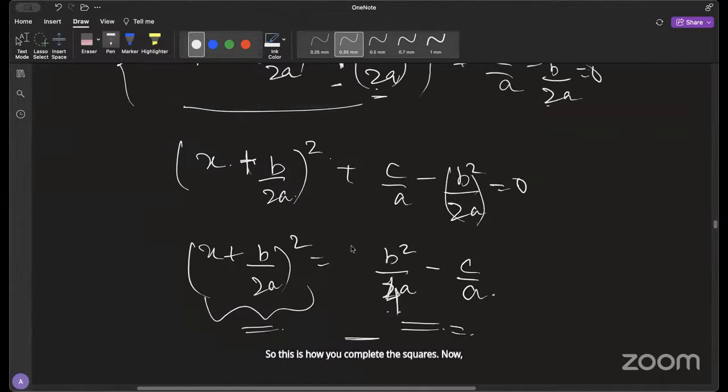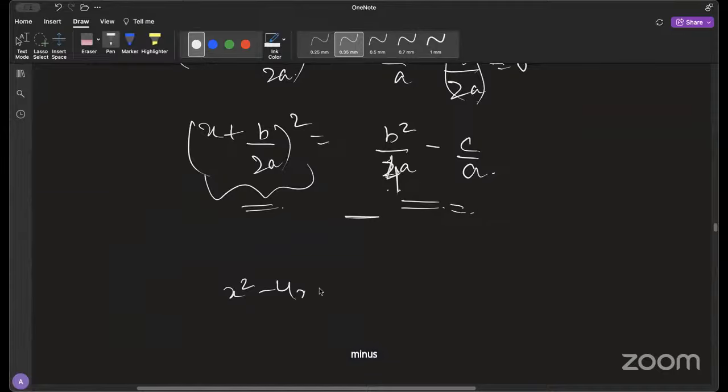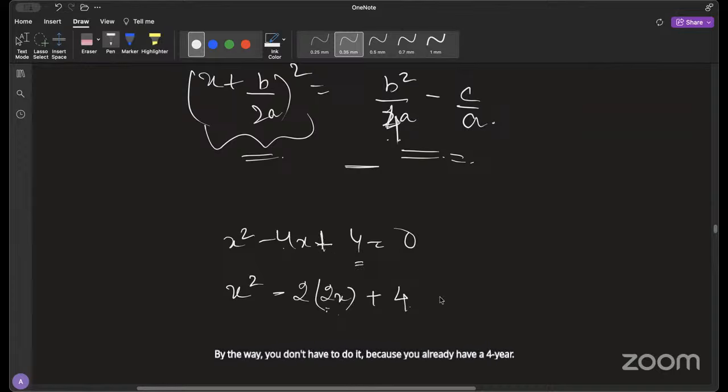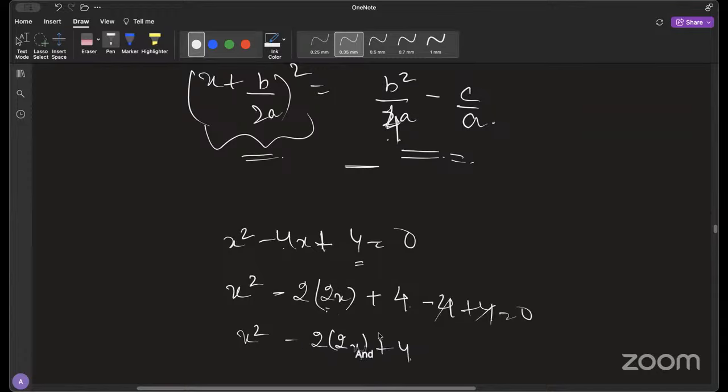Now let's come to our example, which was x square minus 4x plus 4 equals 0. So how do you do this? First take 2 common, then divide 4 by 2, so you'll get 2. And then you add the square of 2, so you'll get 4, and subtract the square of 2. By the way, you don't have to do it because you already have a 4 here. This is already a square. Even if you do it, you'll get this cancelled, and then this will be x square minus 2 times 2x and 4.